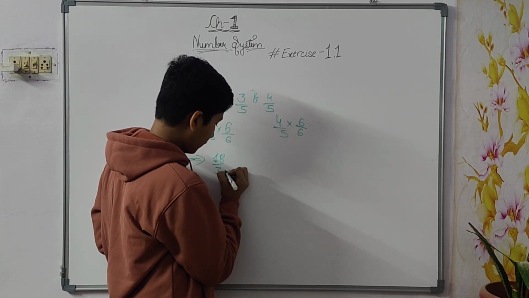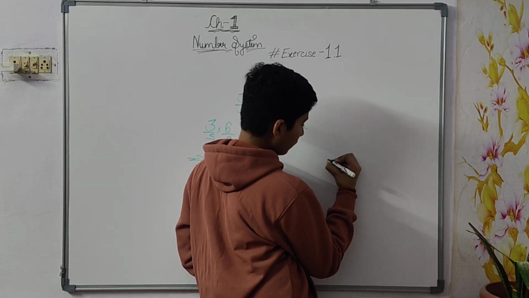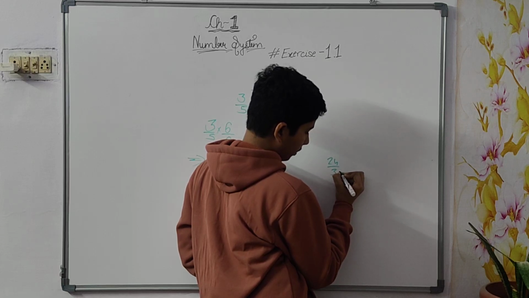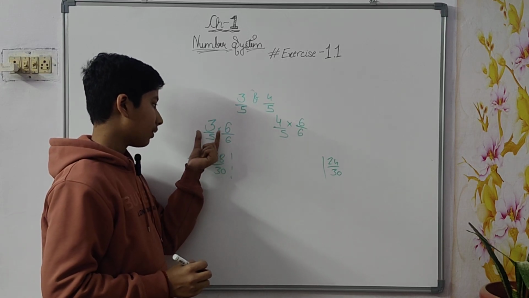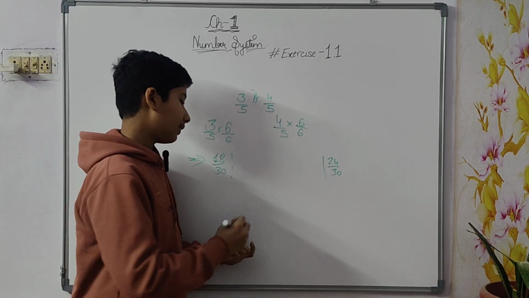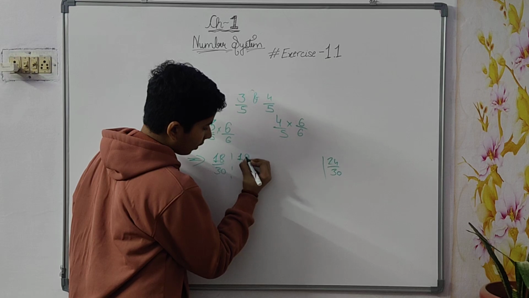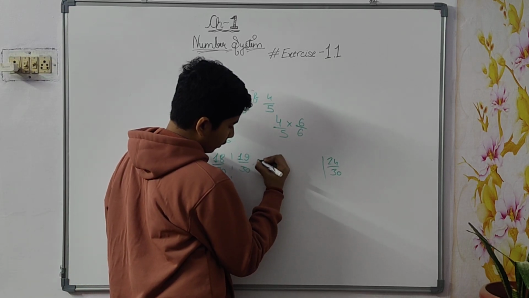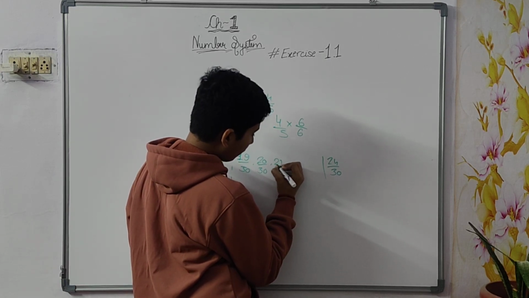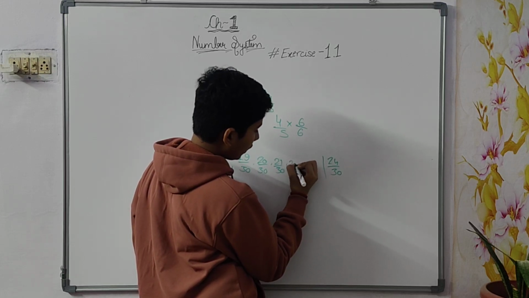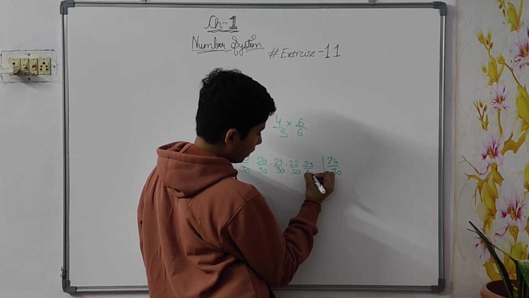So our answer will be 18 by 30, and over here it will be 24 by 30. I have already told that these two will not be counted in the rational numbers, because these can be simplified further. So instead our answer will be 19 by 30, 20 by 30, 21 by 30, 22 by 30, and 23 by 30.